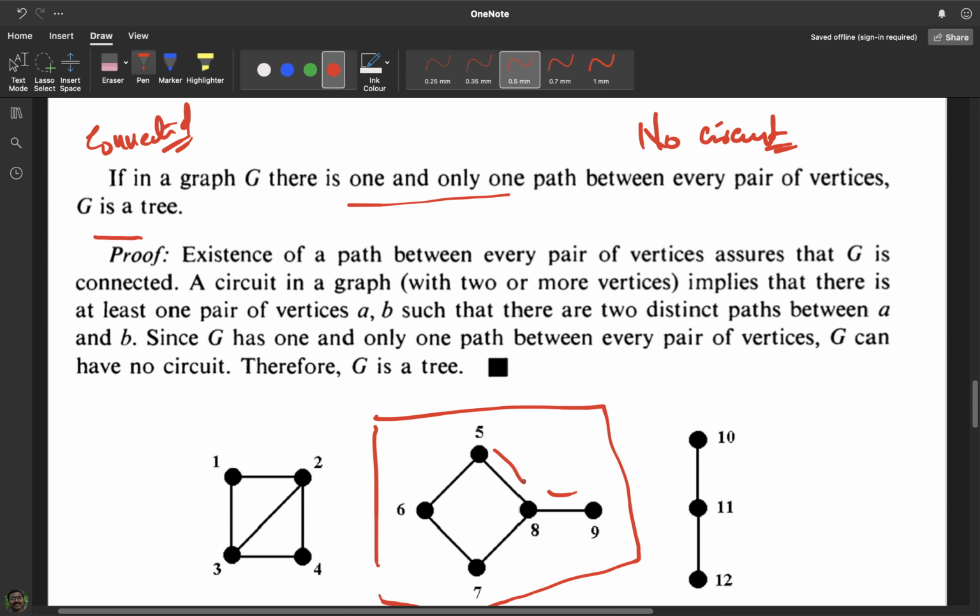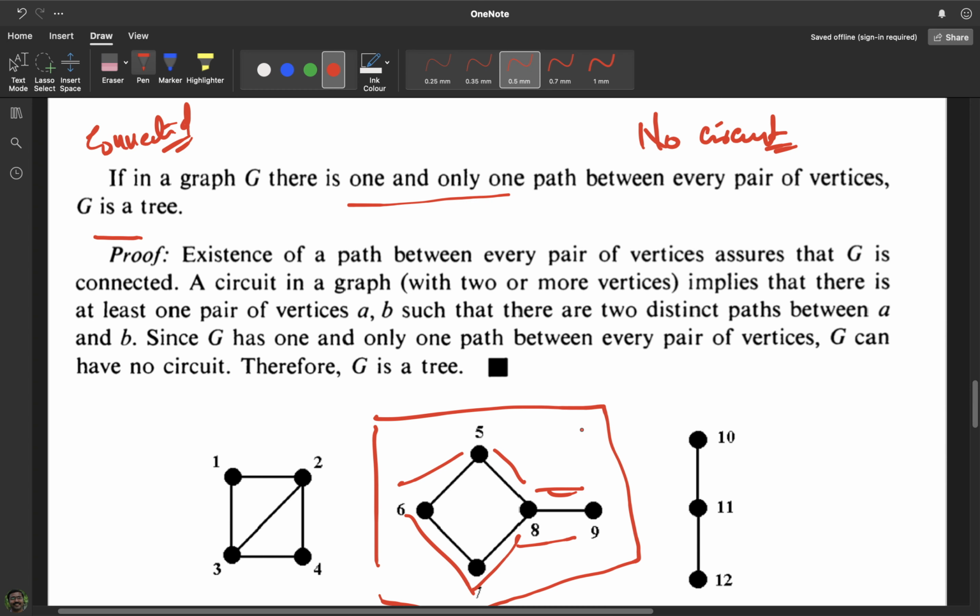First I'll go from 5 to 8, then from 8 to 9. Or, because of the existence of the circuit, I can go from 5 to 6, then around the circuit from 6 to 7, then 7 to 8, then 8 to 9. So if there is a circuit, there will be at least two vertices which have more than one path between them. It will not be true for all vertices, but if you look at the vertices of the circuit, we can construct two paths between some pair of vertices, because you can go through the circuit in two different ways.